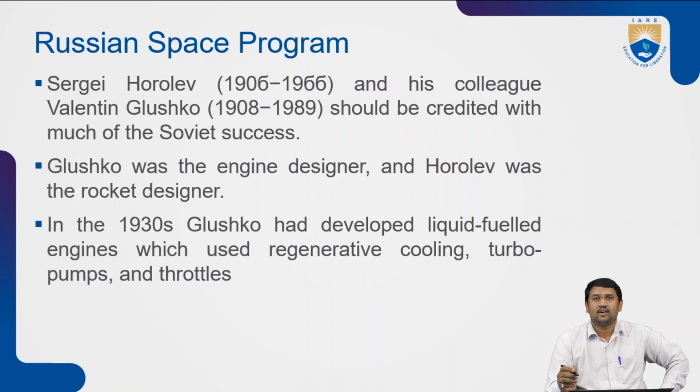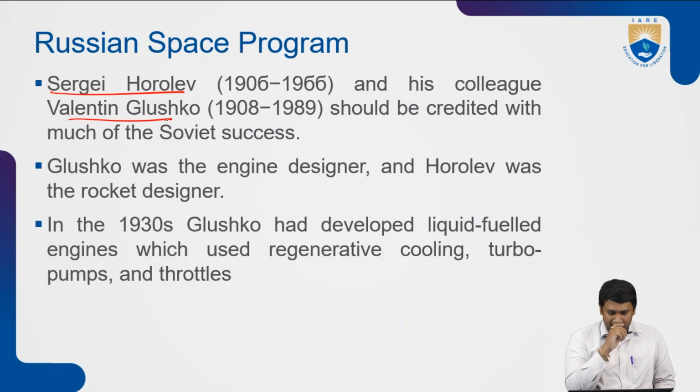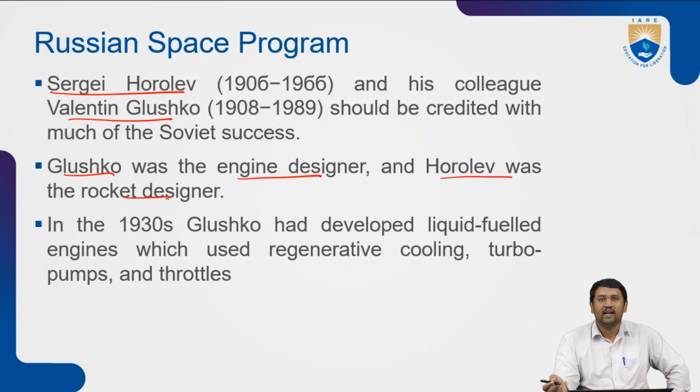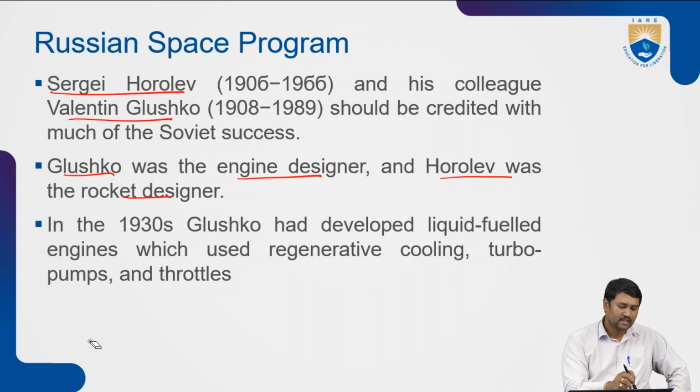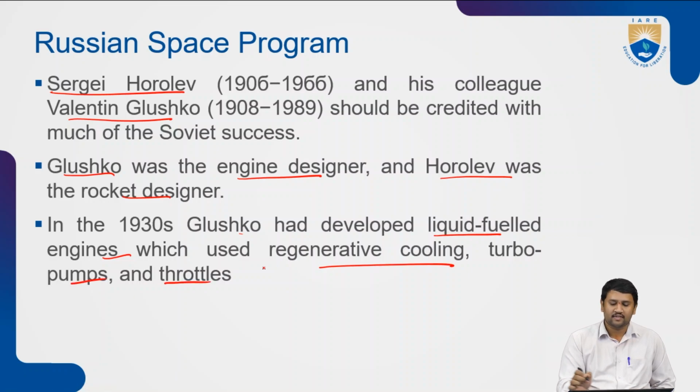Next, Sergei Korolev. Under the Russian space program, there are two specific persons, engineers, who are the most prominent persons to develop the Russian program to date, right? The first one is Sergei Korolev and the other is Valentin Glushko. Glushko was the engine designer, whereas Korolev was the rocket designer. Based on them, they developed the R series engines. We'll discuss, right? In 1930, Glushko had developed liquid fueled engines which use regenerative cooling, turbopumps, and throttles, right?